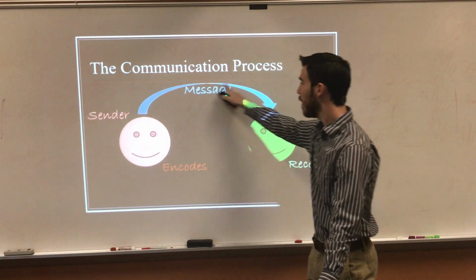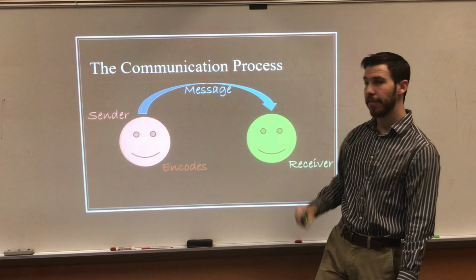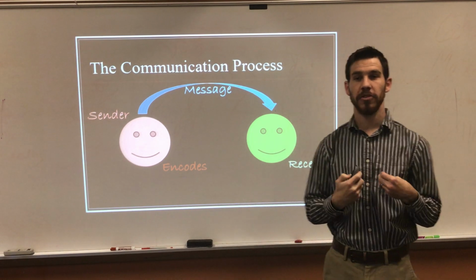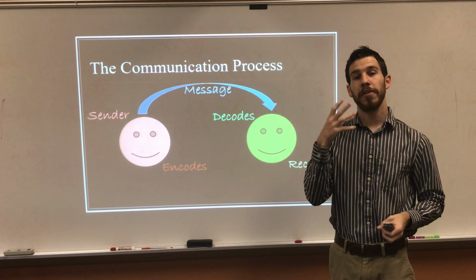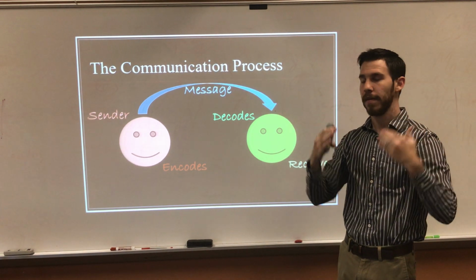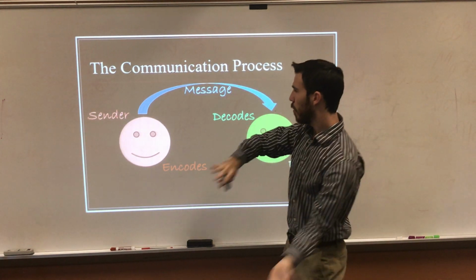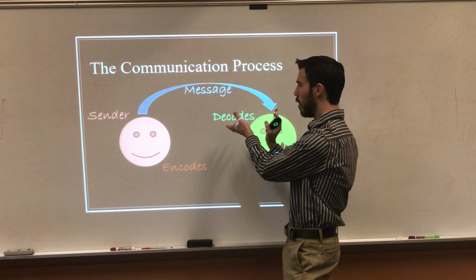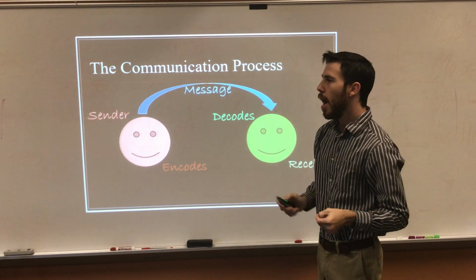And then they send the message, which is through this channel, over to the receiver. When the receiver gets the message, they then have to decode it. So when they're decoding the message, that is the process of them doing it. Okay? So the sender has an idea, thoughts. They encode it through the message to the receiver who decodes it. Simple, right? There's a little bit more to it.